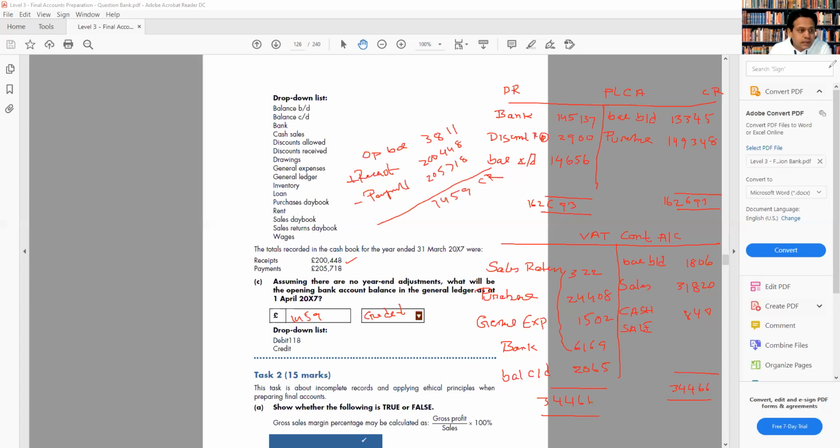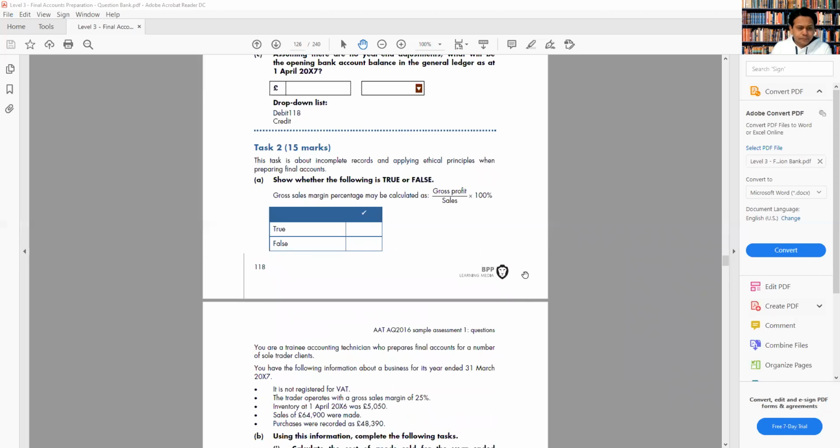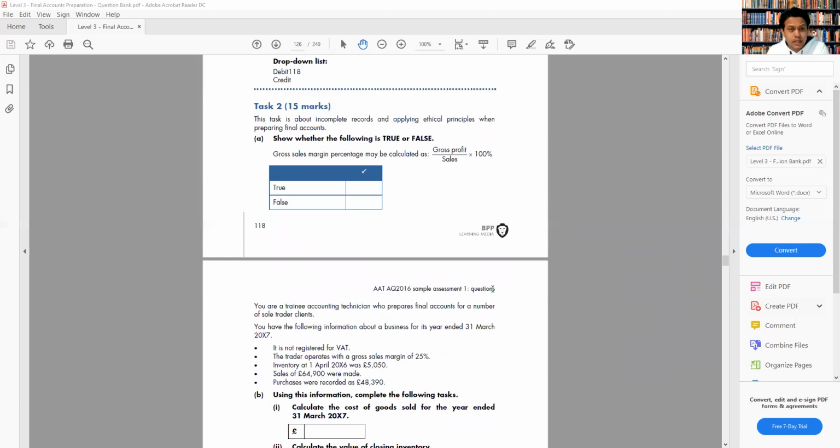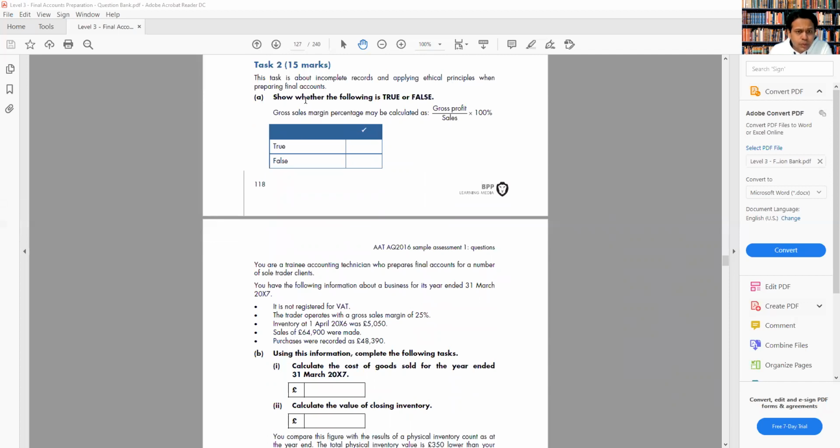All right, then move on to the next one. The next question for task 2 is for 15 marks. So this task is about incomplete records and applying ethical principles when preparing the financial statement. Show whether the following statement is true or false. Gross sales margin percentage may be calculated. So what is the formula of the gross margin? Gross profit divided by sales times 100%.